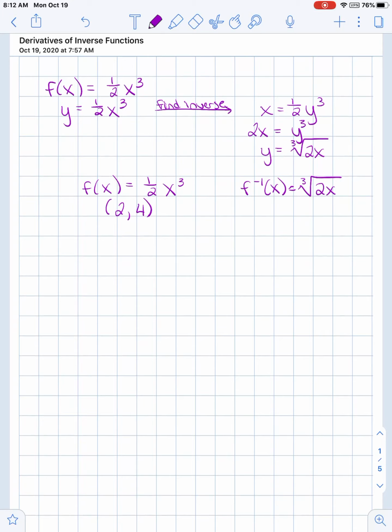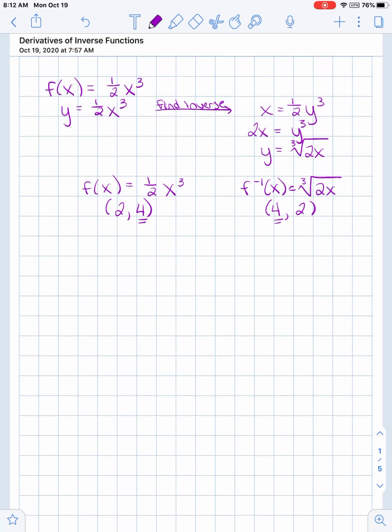Okay, let's try it on the other side now. If I put 4 in, so remember the domain and the range are switched. The 4 was the y value here. That means 4 is going to be the x value in the inverse. So if I plug 4 into the inverse in place of x, 2 times 4 is 8. The cube root of 8 is 2. So we can see that the x and the y value for a function and its inverse are flip-flopped, are switched. The domain becomes the range and the range becomes the domain.